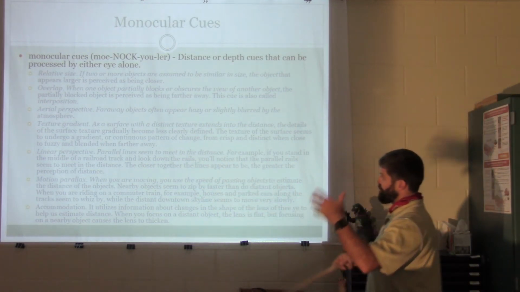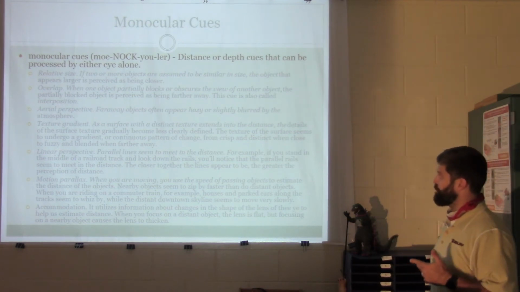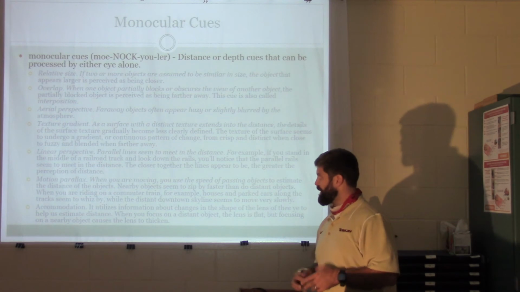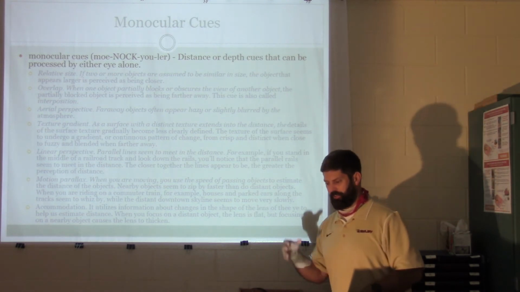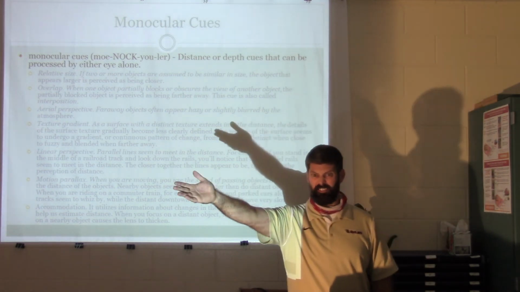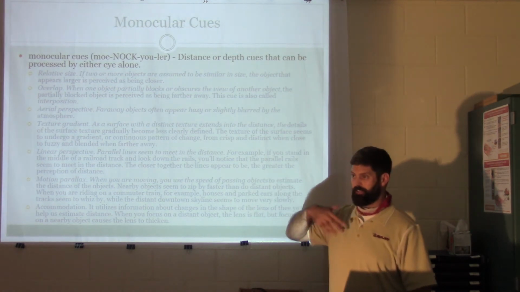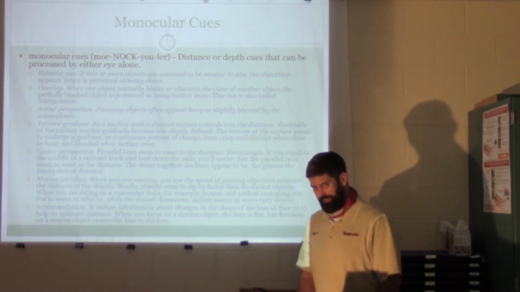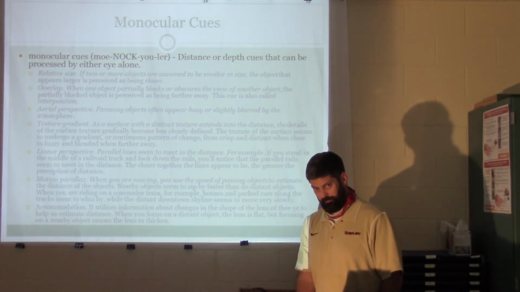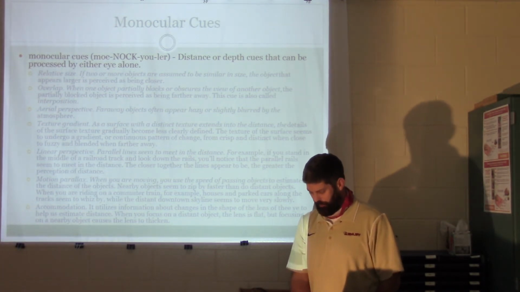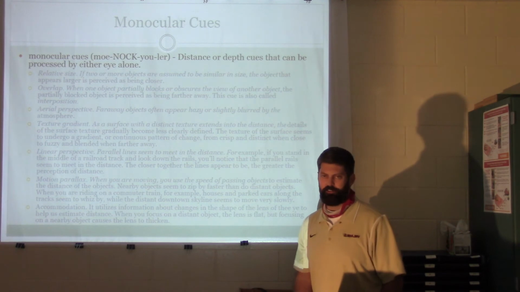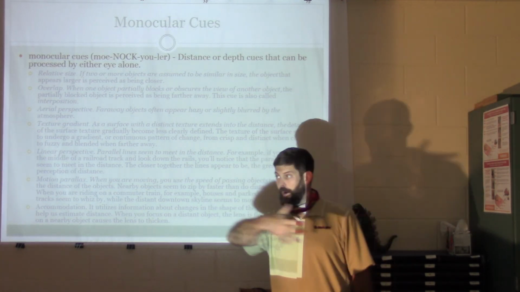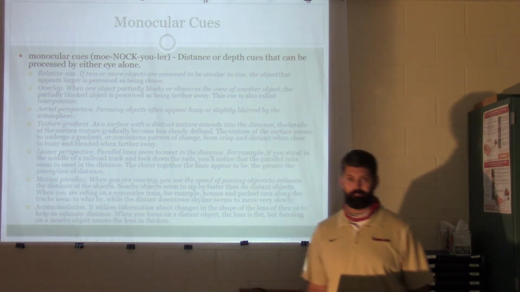Aerial perspective. Faraway objects often appear hazy or slightly blurred by the atmosphere. Texture gradient: the farther away something is, the less detailed it is, right? So imagine I'm standing on a football field and I look directly down at my feet. I can see blades of grass. The detail is there. Now you look out 30 yards and you're not going to be able to see the blades of grass 30 yards away. You're going to be able to see a giant splotch of green.